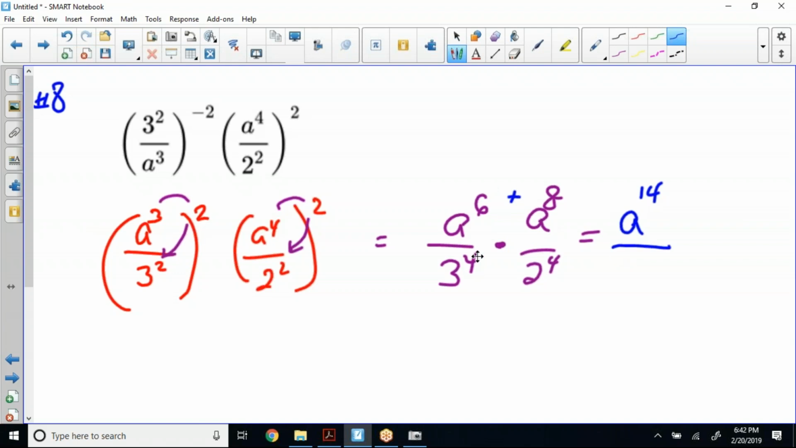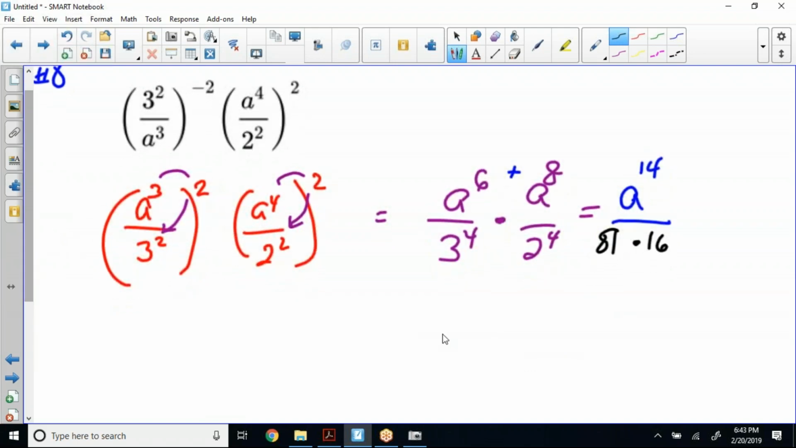Okay, over. Well, 3 to the 4th should be 81 times 2 to the 4th, which is 16. So what is 81 times 16, guys? Okay, so my final answer is going to be a to the 14 over 1296. Okay?